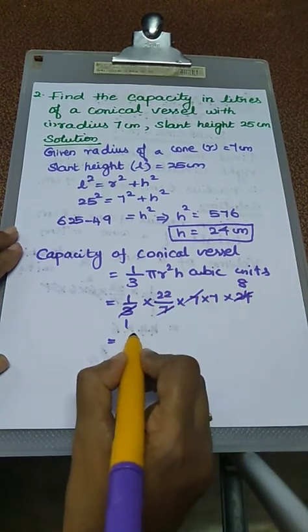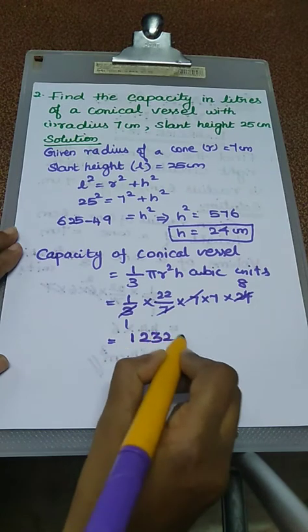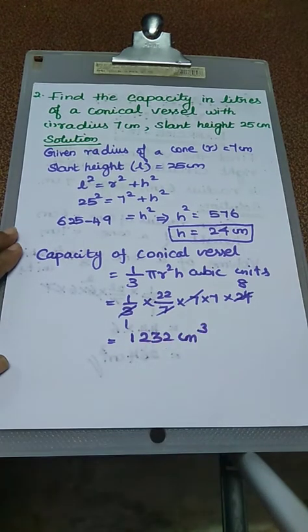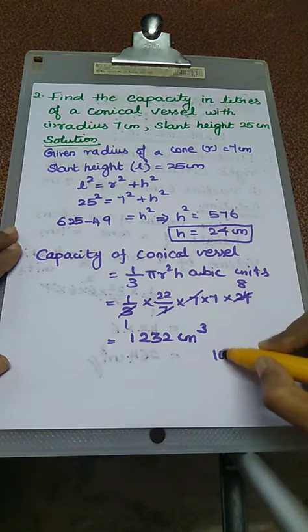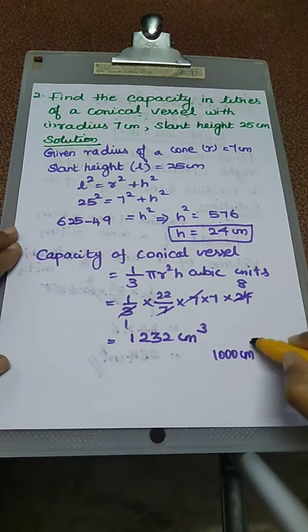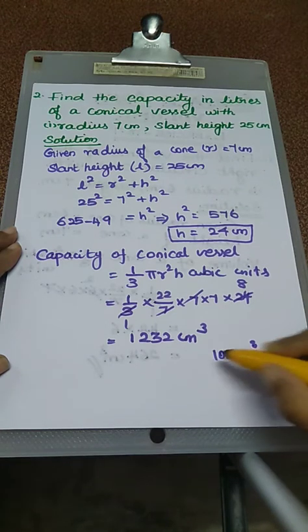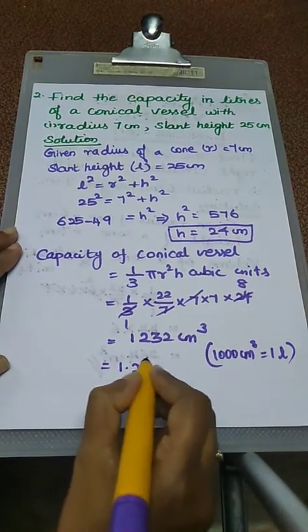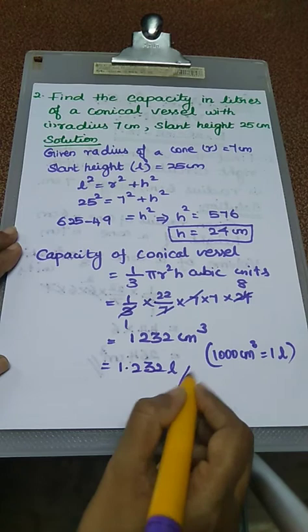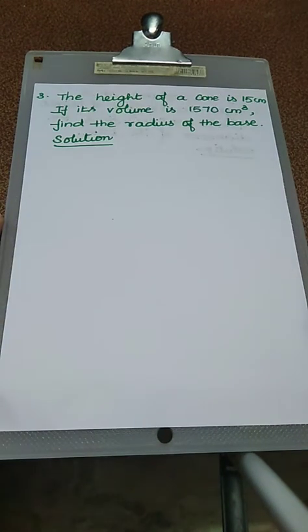The answer is 1232 centimeter cube. But we calculated the capacity, so we have to convert into liters. We know 1000 cubic centimeter equal to 1 liter. So divide by 1000. So 1.232 liters. That's all.